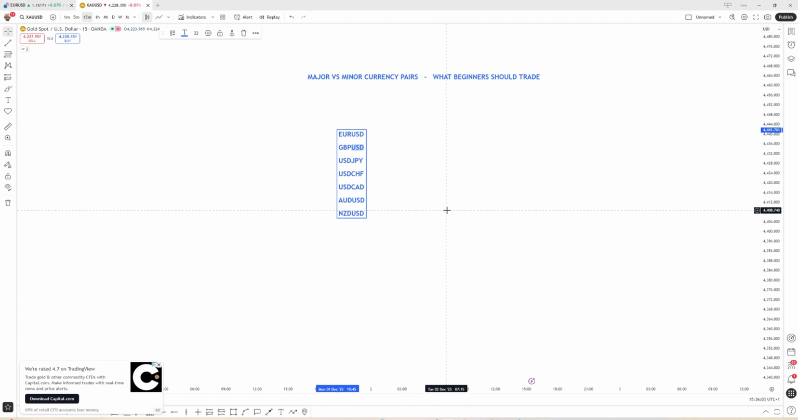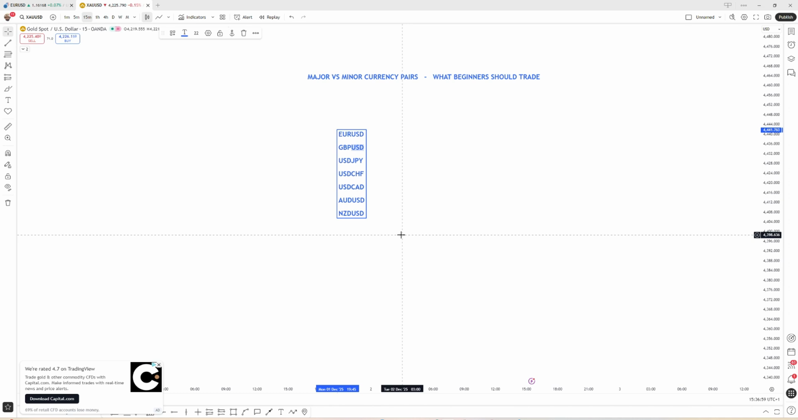The second reason these pairs are so popular and most traded is they have a lower trading cost. The cost of placing a trade on each of these pairs is very low compared to the minor currency pairs. The third reason is they are more stable, which makes them easier to understand. They are more predictable. As we proceed in this tutorial, you will understand what I mean. When you carry out technical analysis on these major pairs, it is very easy.